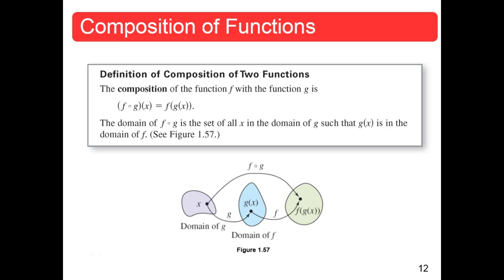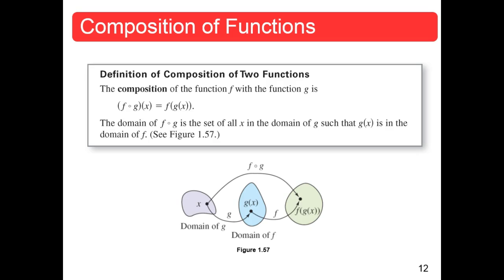So if any x's here won't work in g, they're already out of there. But if any of these in this range of g, which is the domain of f, if f can't accept them, then they're out of there. Then you have to back up and say, well, those x's that produce those g's, they're out of there too. So that's what we have. Most of the time, it's not that complicated. It sounds worse than it is. And this is f operating on g of x. F of g of x goes straight to there.